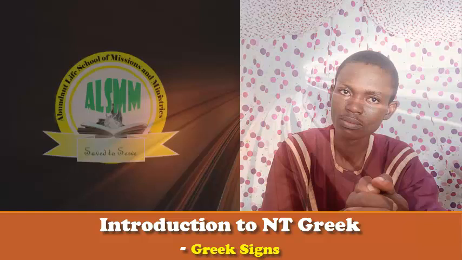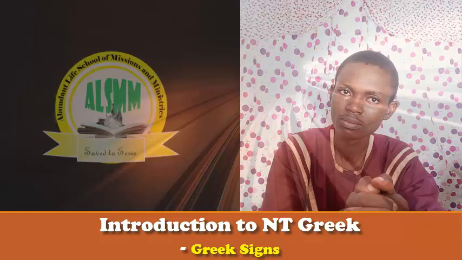On iota subscript. This is referred to as a small iota. It is often written beneath or underneath the following letters: alpha, eta, omega, especially when any of these letters ends a word. It should be noted that iota subscript is not pronounced but must be written.